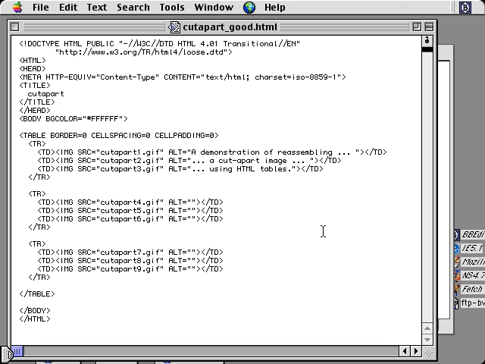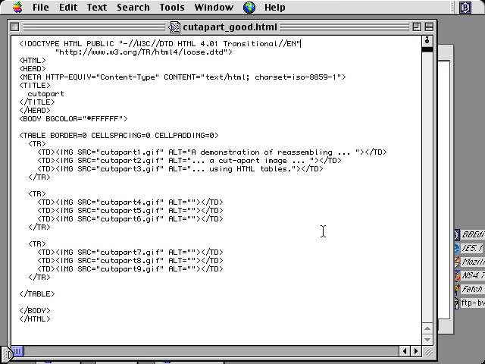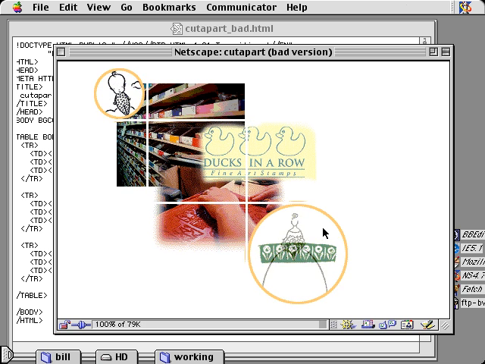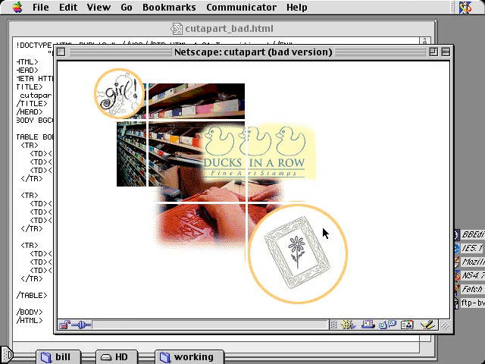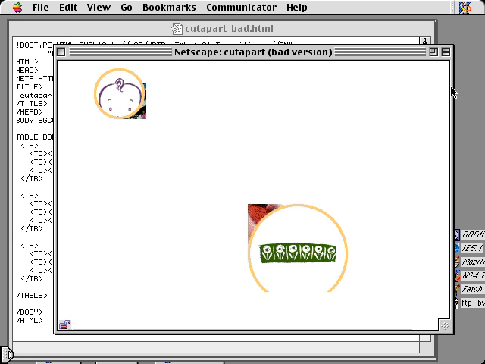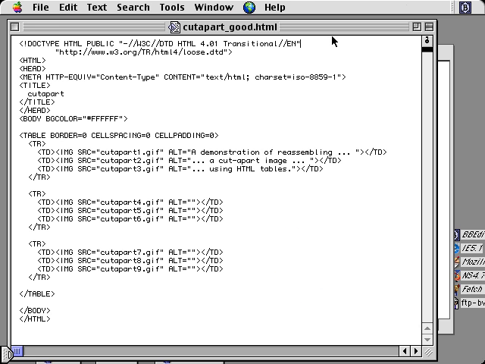Now, there's a significant difference between this page and this page. They look very similar, and there's one difference. And if we look at them in the browser, we'll see that that's the bad version, which is that one, and that's the good version, which is that one. The only difference here is these end tags for the TD container.